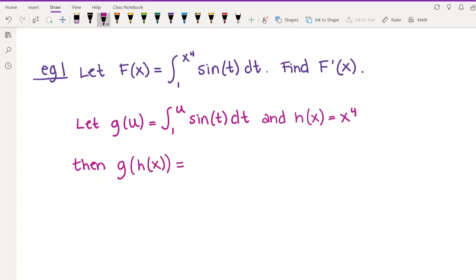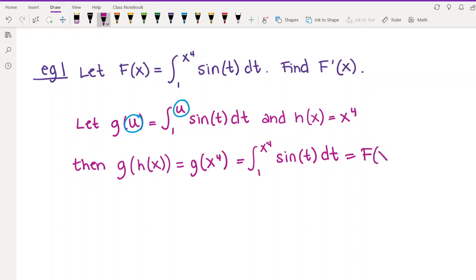So g of h of x is going to be the same as g of x to the fourth, right? That's just how composite functions work, where we're just replacing h of x with x to the fourth. And then how is this function going to work? Well, according to the rule for g of u, whatever's inside the parentheses is supposed to then appear as this top bound. And so that means that g of x to the fourth is going to be the integral from 1 to x to the fourth of sine of t dt. And that's the same as our original function.